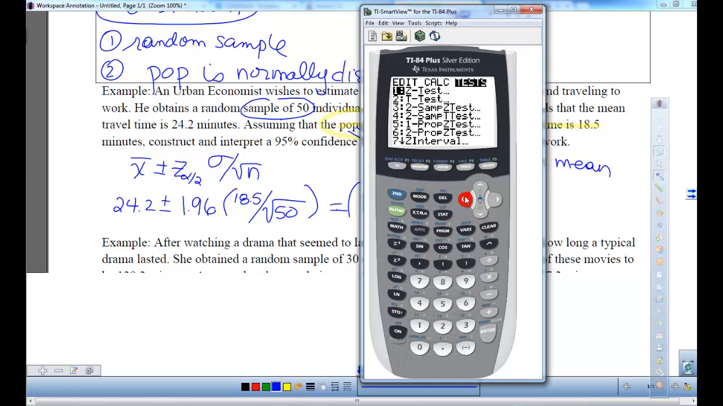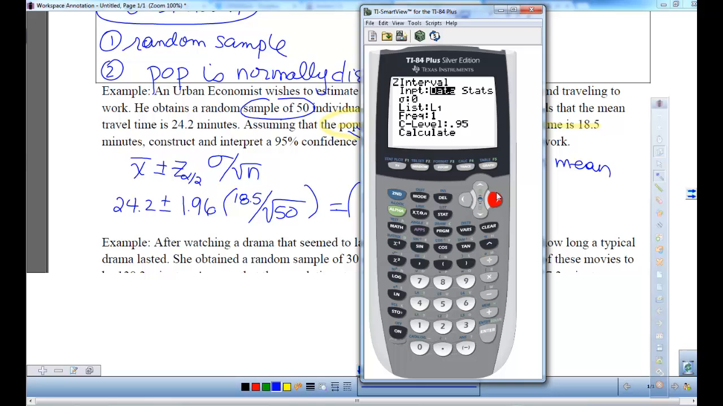We're doing a Z interval for the mean, so that's option number 7. I tell it the information. There are two sides here. The first option is for data. Let's say we're doing your own study and you had not calculated the mean and standard deviation and all of that stuff, then you could put your data in a list and it would pull all that information for you. But for most of our problems, I'm going to give you the mean and standard deviation.